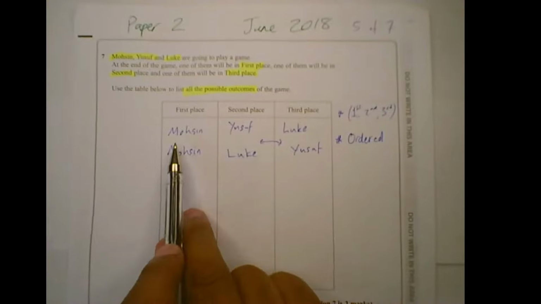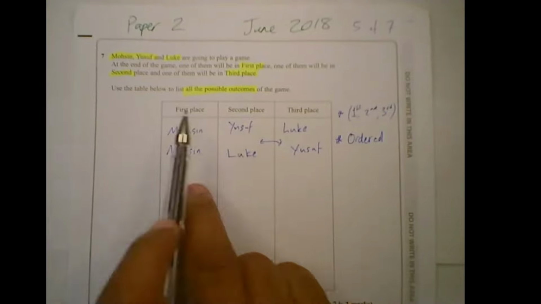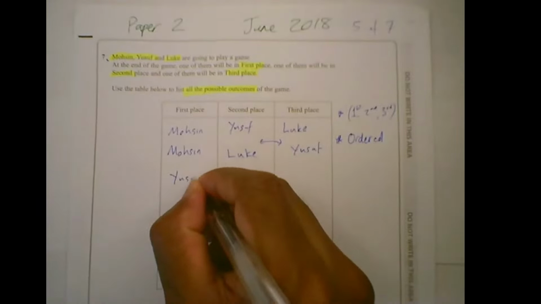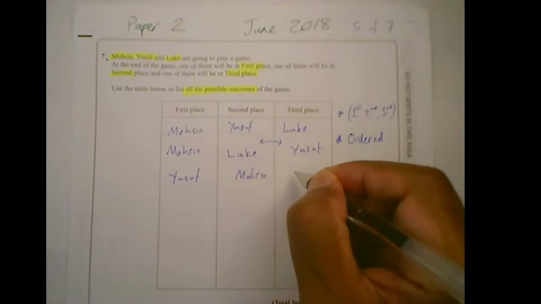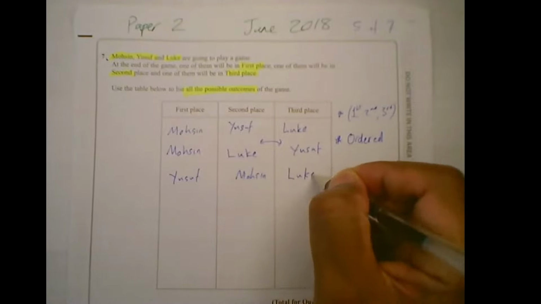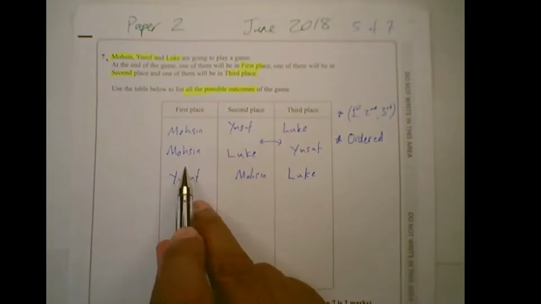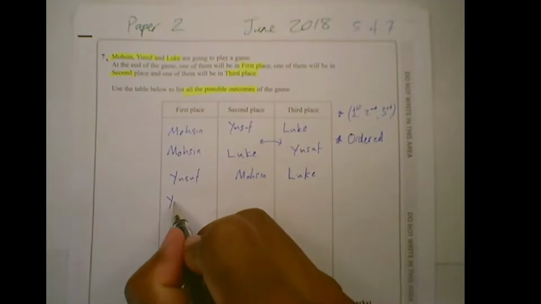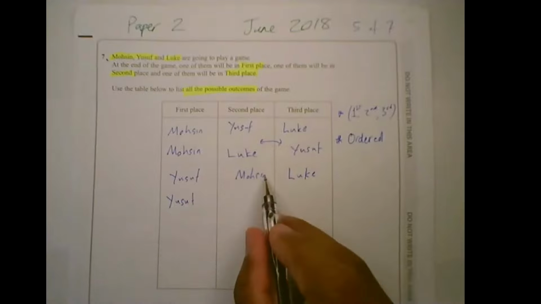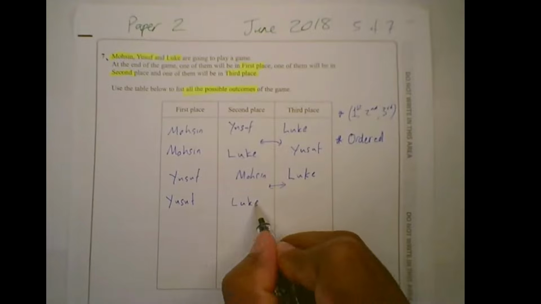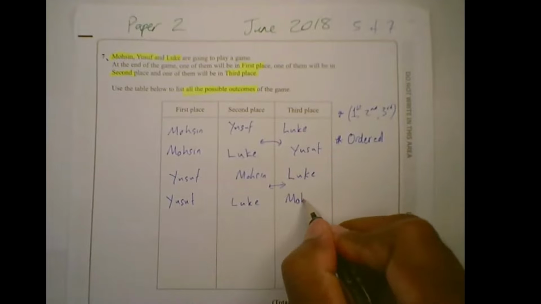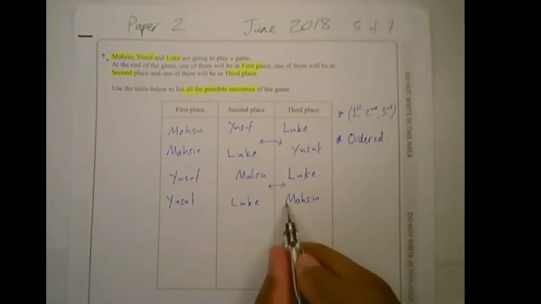Now I'm going to go to the next person, Yusuf. So Yusuf is now going to be first, and Mohsin is going to come here, and Luke is the third person. Okay, so I've got that combination. So similar to the last one, I'm going to keep Yusuf the same. And now I'm going to swap these 2 around, Luke and Mohsin. Okay, there's no other combinations here.